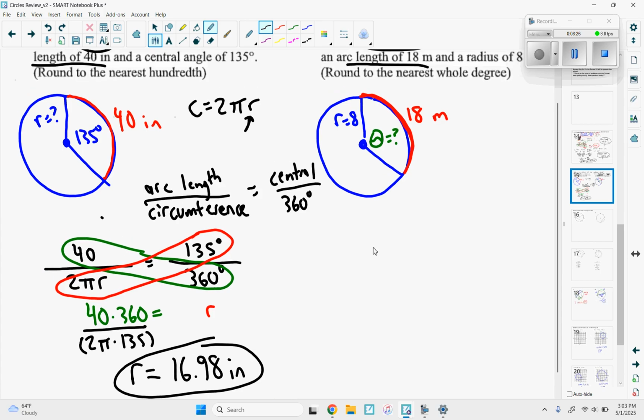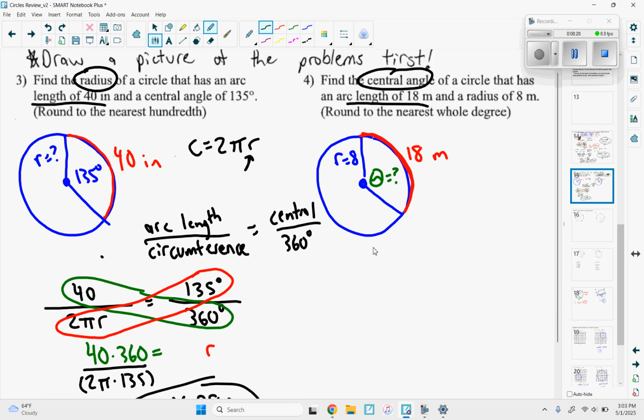Same idea for number 4. All right, so on number 4, we're going to start with, again, this proportion because they give us an arc length. We have a radius. We're trying to find a central angle. Those are all part of that proportion. So let's go ahead and set it up.